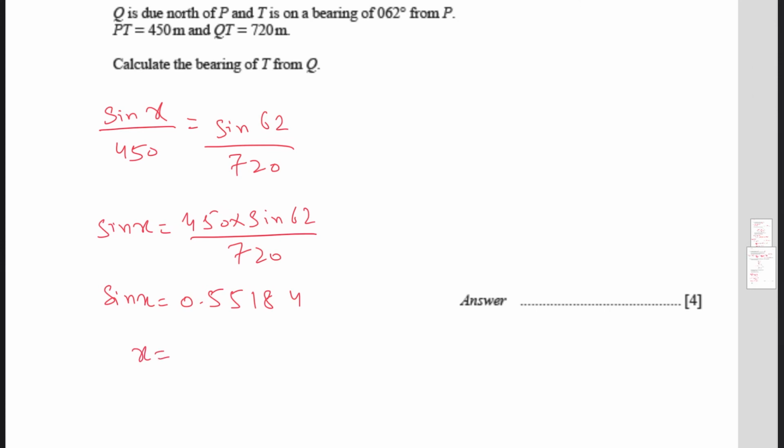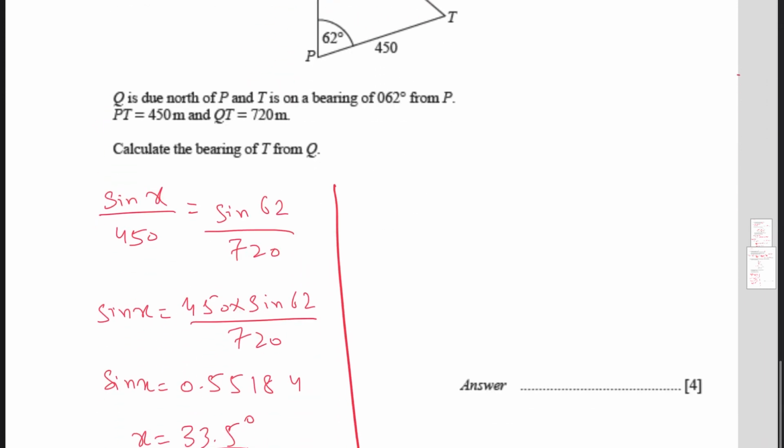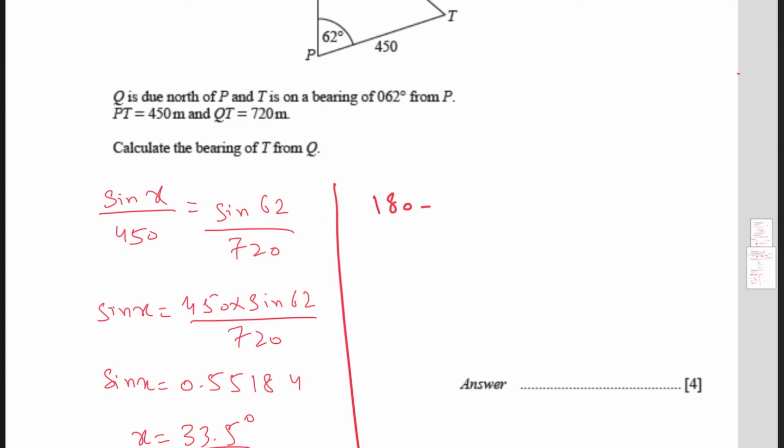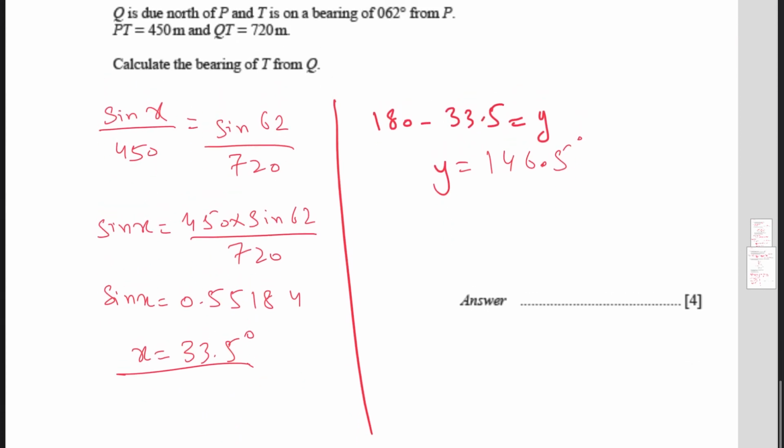So x would come out to be, let's do sine inverse of this value, 33.5 degrees. Okay, so we have x. If we subtract this from 180, we would get the value of y. So we do 180 minus 33.5 to get the value of y or the bearing of T from Q. When we do this, 180 minus answer gives us 146.5 degrees. So the value is 146.5 degrees. I hope this made sense. We write the value over here, 146.5. I hope this question made sense.